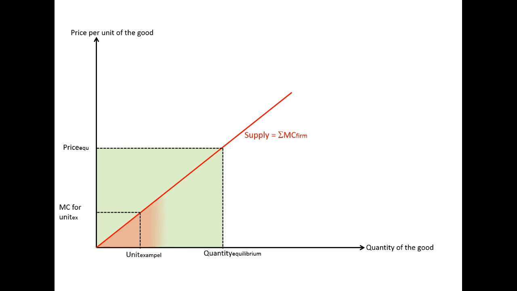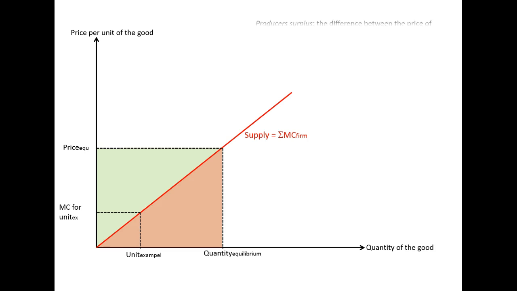So if we sum all of these marginal costs together, so we have the marginal cost for the first unit plus the marginal cost for the second unit plus the marginal cost for the unit example, and so on up to quantity equilibrium, we will have this area beneath, under the supply function. And that will give us the sum of all the marginal cost. And since this is the sum of the change of costs, it has to indicate that these are the total variable costs that we have on this market.